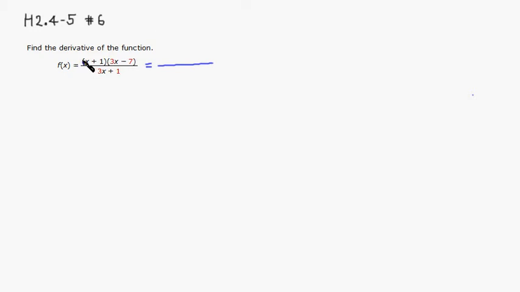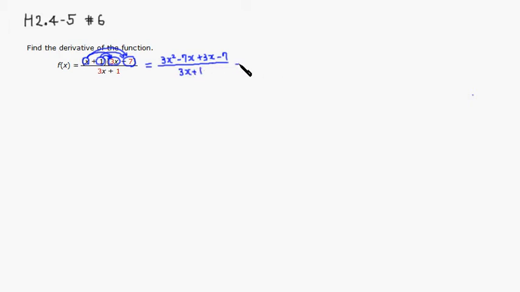So x times 3x gives you 3x squared, right? Then x times negative 7 would be negative 7x. Then you have 1 times 3x is 3x, of course, and 1 times negative 7 is negative 7. Then the denominator is the same, 3x plus 1.